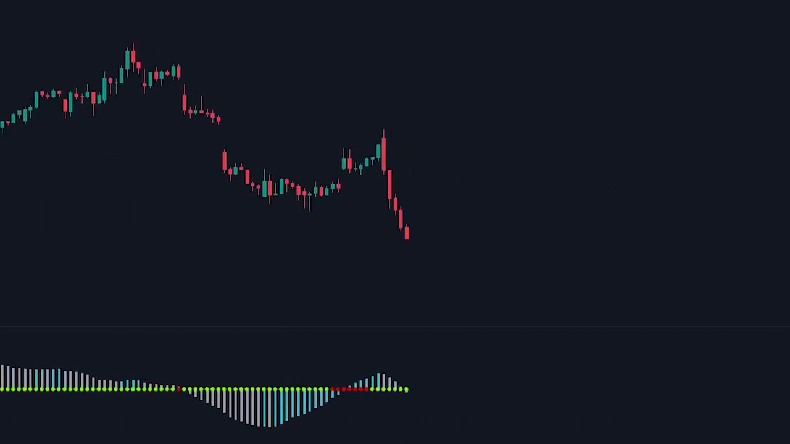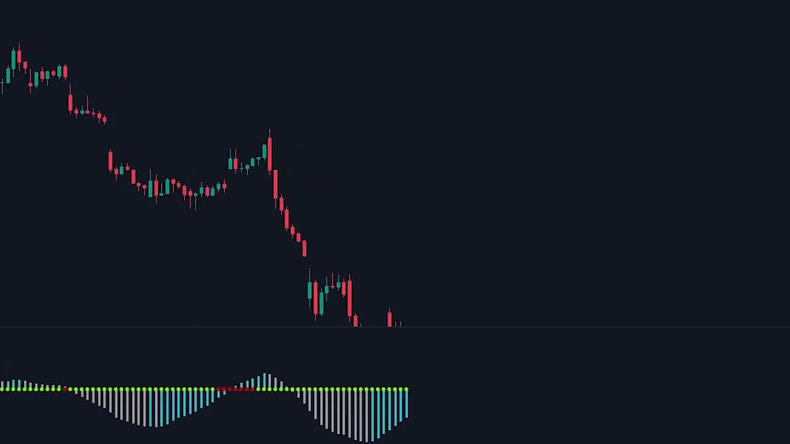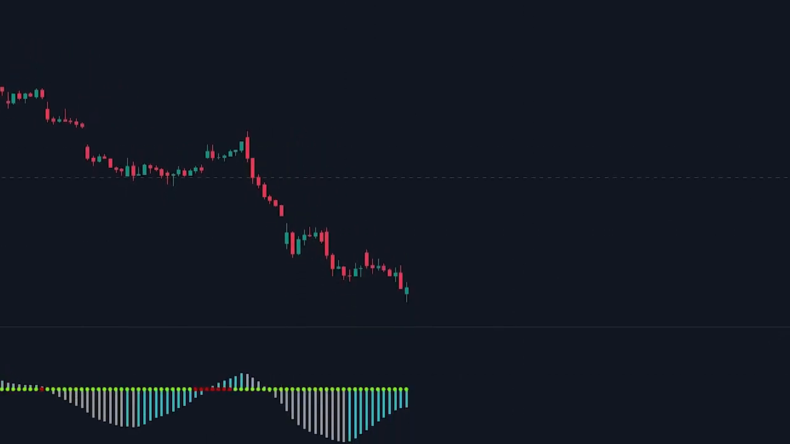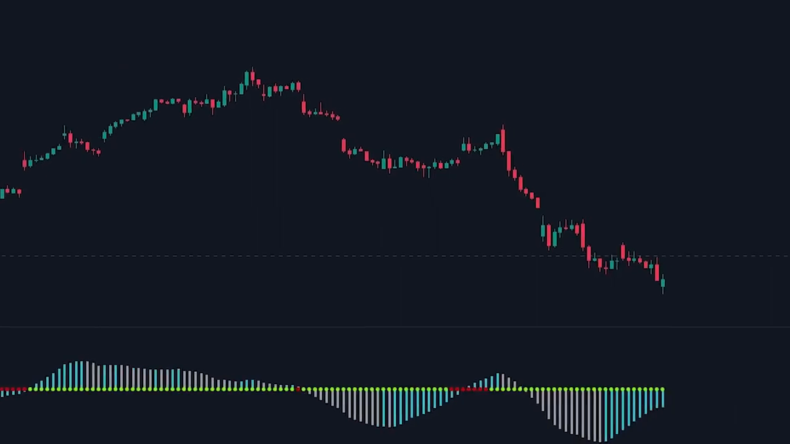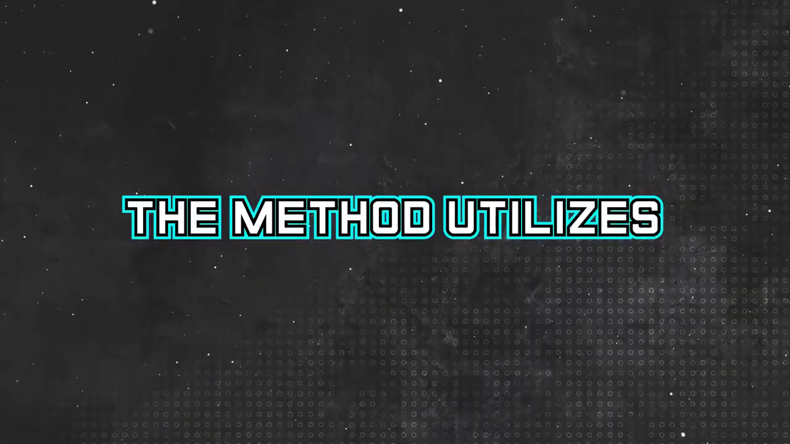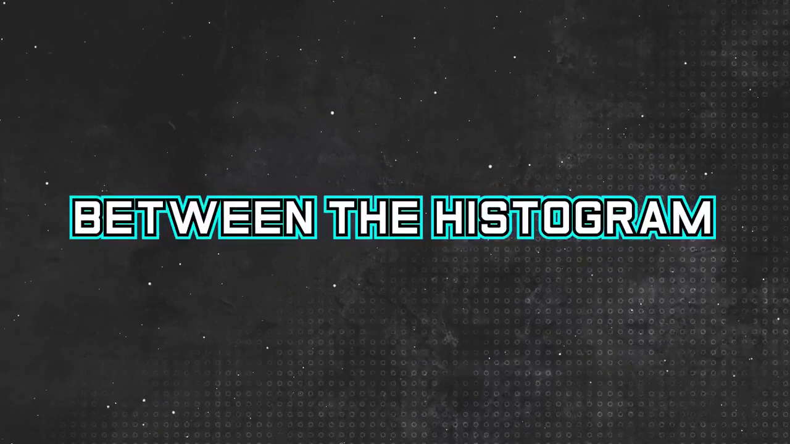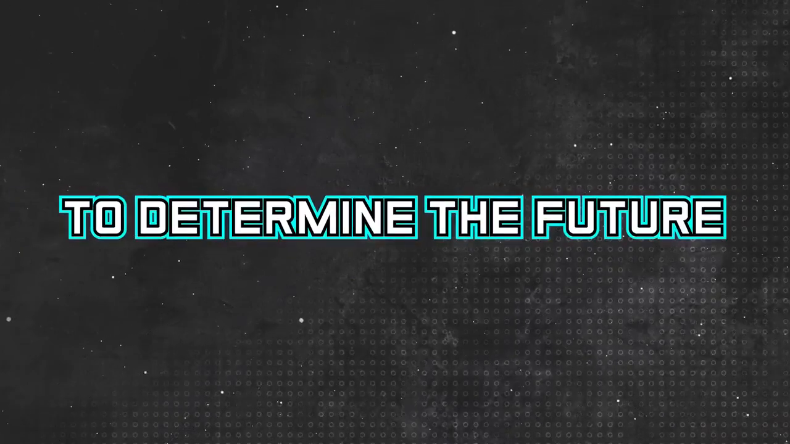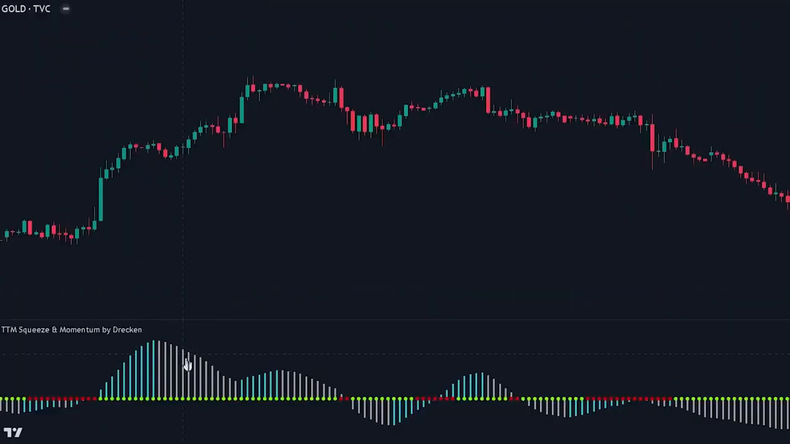To avoid these moves, there is actually a different method of reading the indicator that can show you the strength of the trend along with showing you when the trend might end. This method is known as TTM squeeze divergence trading. The method utilizes the divergences between the histogram and the price action to determine the future direction of the price. We can see that there is a divergence playing out here.